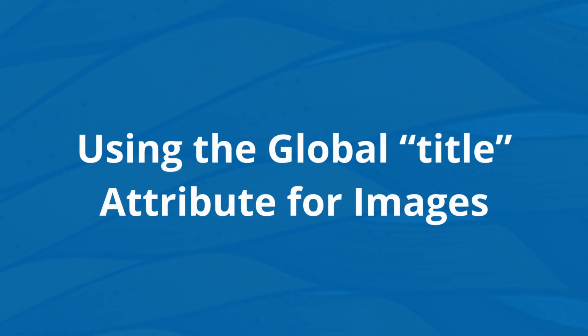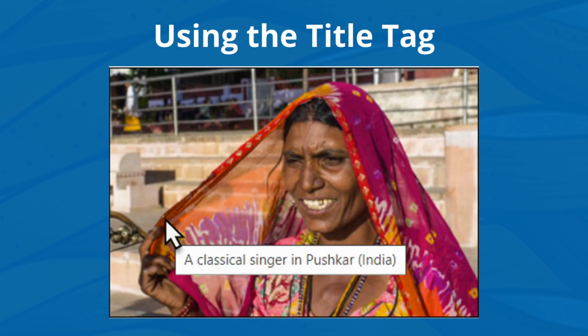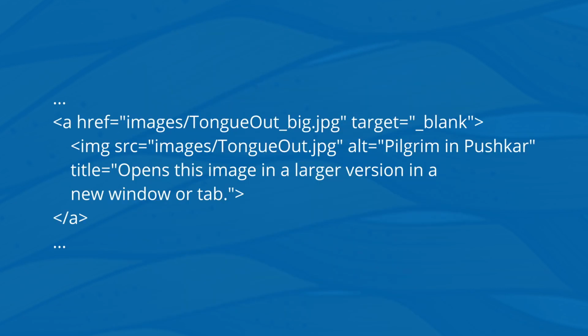The global title attribute is often used for images. The content of the title attribute gets displayed when you hold the mouse cursor over the image. Here is an example with the title attribute. Using the title attribute to provide additional information about images is fine here.